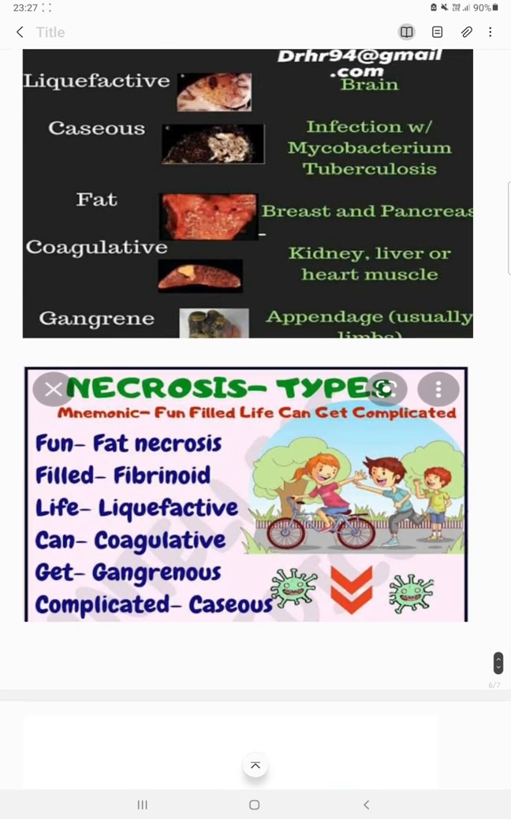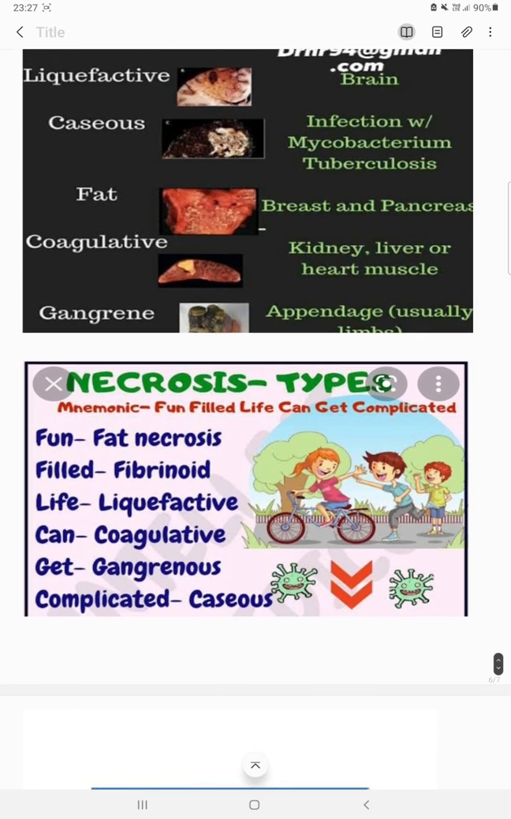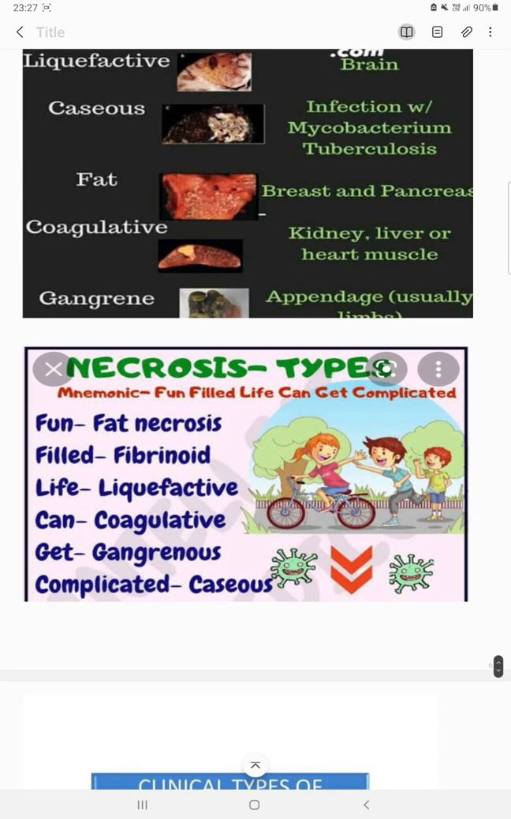The types of necrosis are: first liquefactive, second caseous, next fat, coagulative, and gangrene. Liquefactive is mainly seen in the brain, caseous is seen in tuberculosis infection, fat is mainly seen in the breast or the pancreas, and coagulative is seen in the kidney, liver, or heart. At the end, another one is gangrene. Gangrene is usually at the limbs.